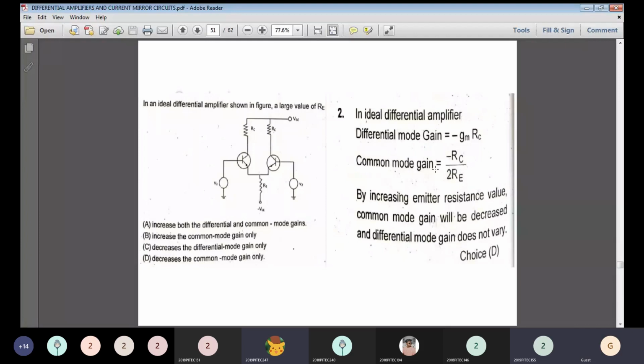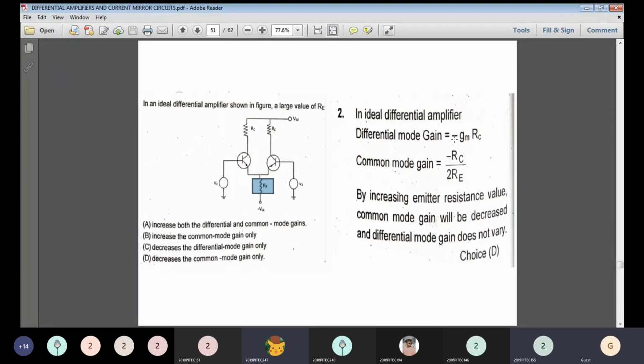These are inversely proportional, right? The common mode gain and the resistor Re. This Re is inversely proportional, so the gain will decrease. And the differential mode gain does not vary. Only the common mode gain decreases. So from this we can say the option is decreases the common mode gain alone. Why alone? Only the common mode gain is going to decrease and for the differential mode there are no changes.